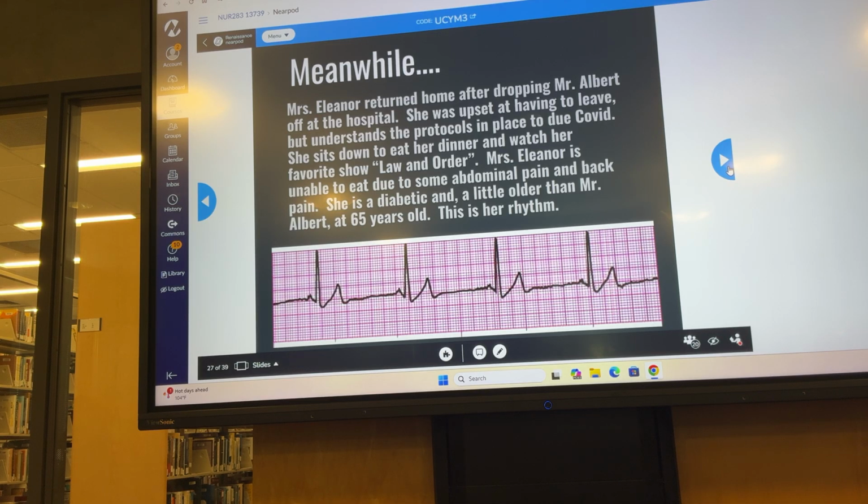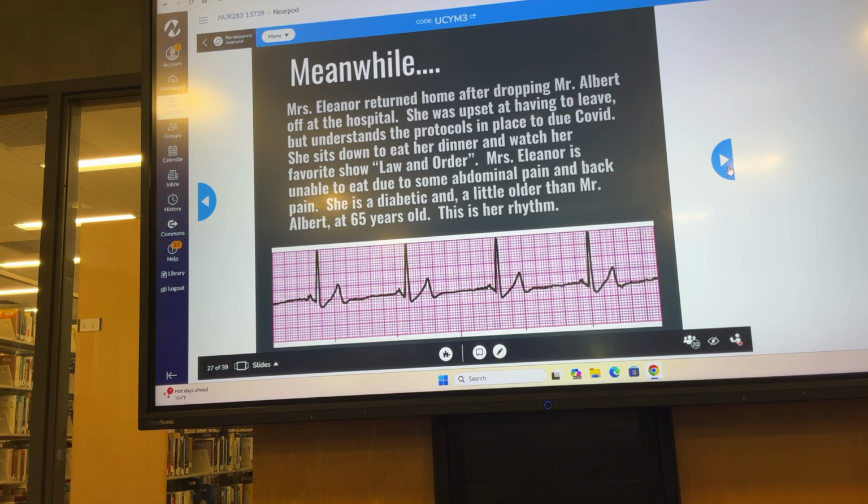Now, if we had to venture to guess, what is going on with Mrs. Eleanor? She's got some factors, right? She's a woman. She's diabetic. She's geriatric. She's older. She has some weird, non-specific symptoms. An MI, yes, probably so, right? Women present differently. Diabetics present differently.